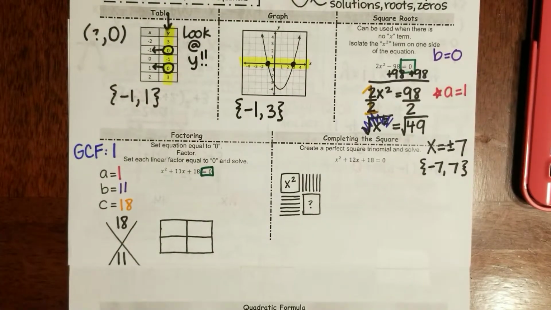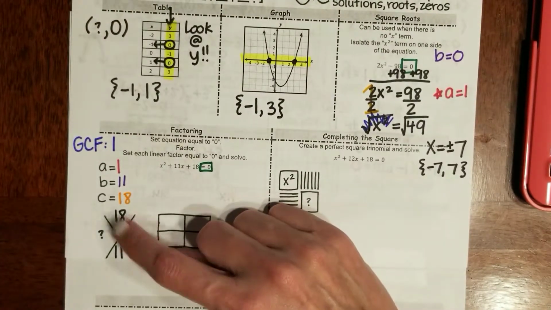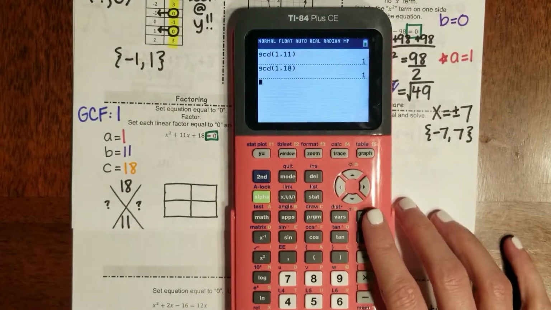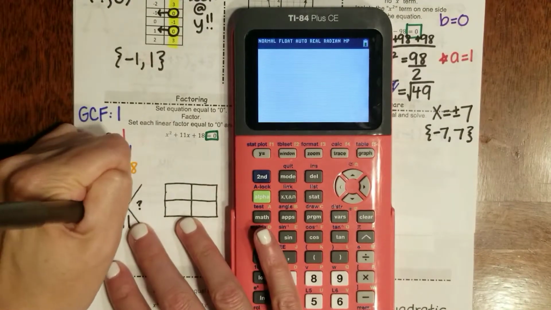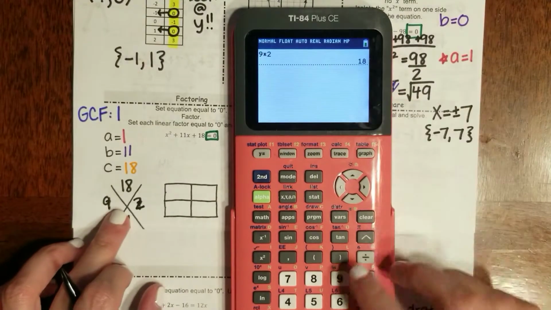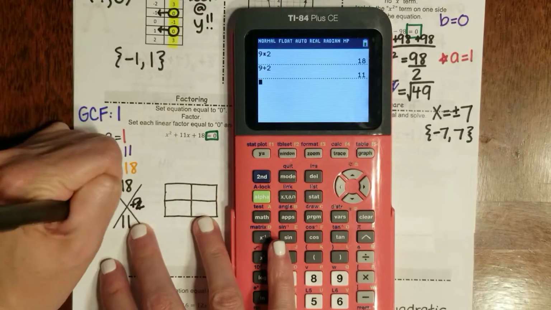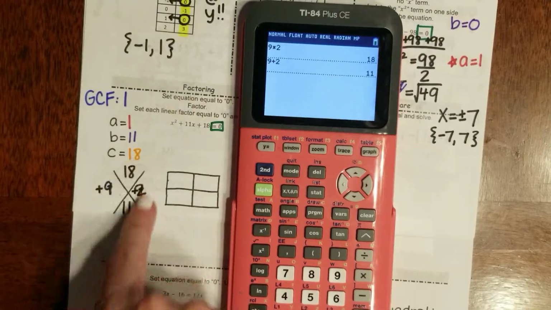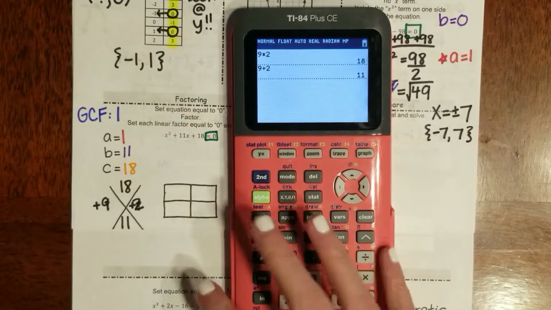It's your B coefficient. Now you want to come up with two numbers that when you multiply them, you get 18, but when you add them, you get 11. So now I'm just going to go to my calculator, and I'm thinking of 9 and 2, because 9 times 2 is 18. And if I add 9 and 2, I get 11, so I know that they both have to be positive. You may have to play with the signs of your numbers to get the right combination to add to the bottom number of your X puzzle and to multiply to the top number of your X puzzle.